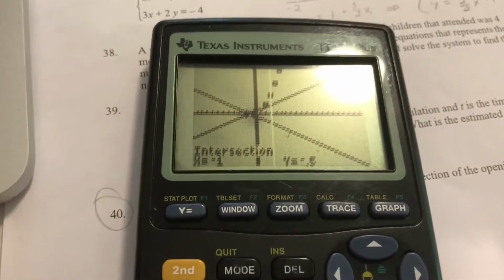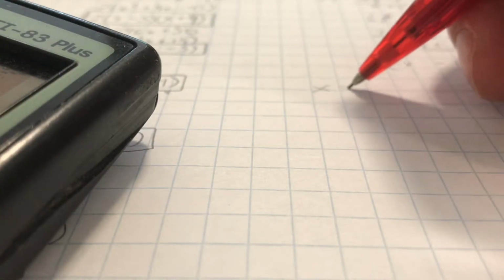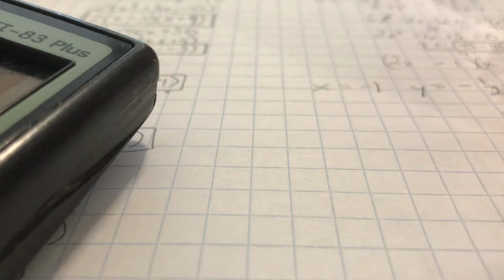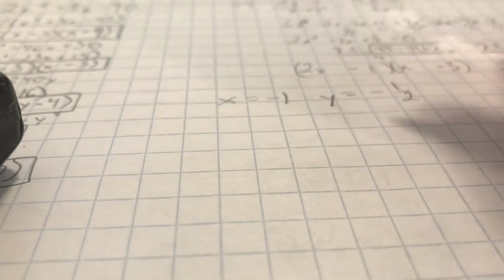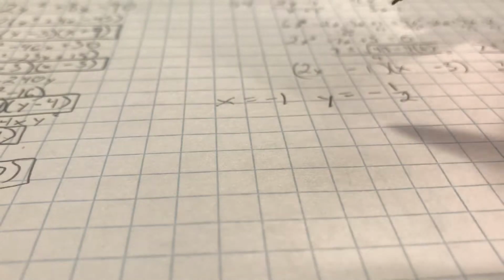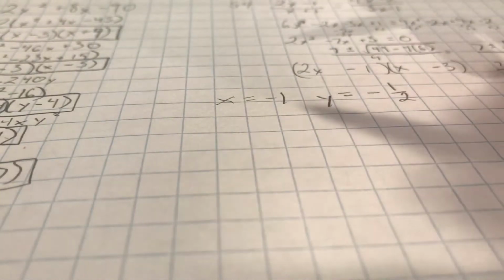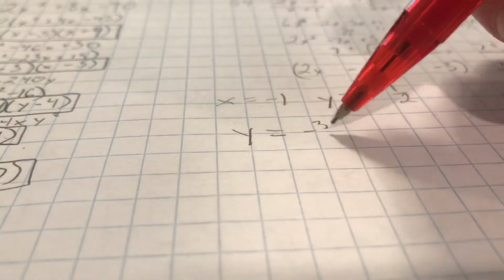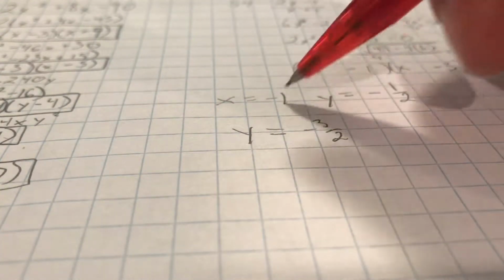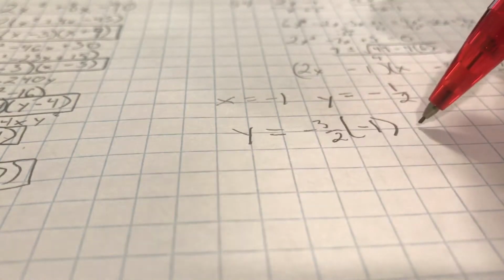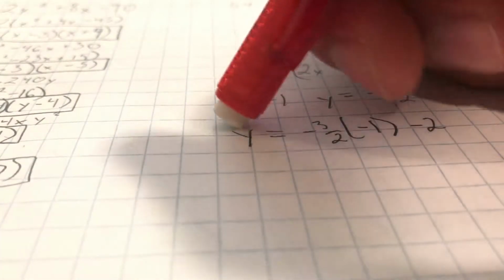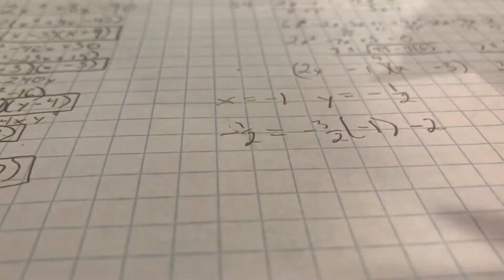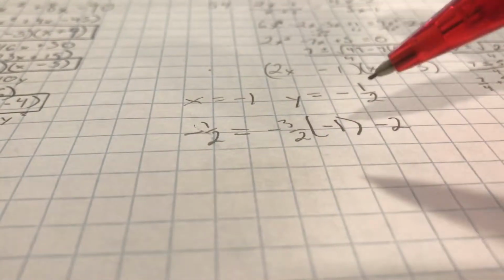So let's just test that out. So x equals negative 1, y equals negative 1 over 2. I imagine that will be a little bit easier to work with on paper. Maybe decimals would be better in the calculator. So I'm going to test it out. So y equals negative 3 over 2, and I'm going to put in a negative 1 for x, minus 2 there. I'm going to put in a negative 1/2 here. So let's just double check, make sure that it works.